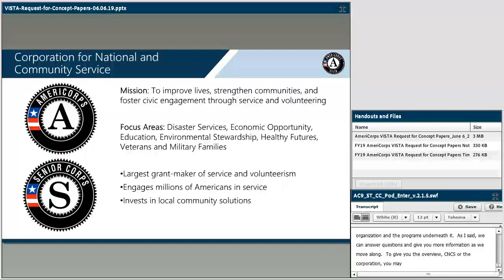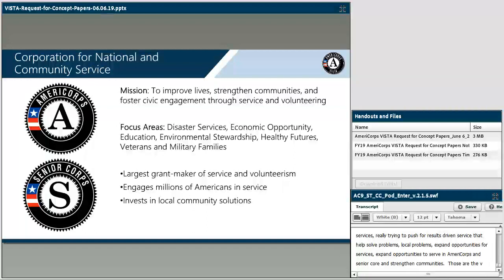We're a part of the federal government, and our particular mission is focused on service and volunteerism. We engage millions of Americans each year in a variety of services, really trying to push for results-driven service that helps solve local problems, expand opportunity to serve in AmeriCorps and Senior Corps, and strengthen communities.